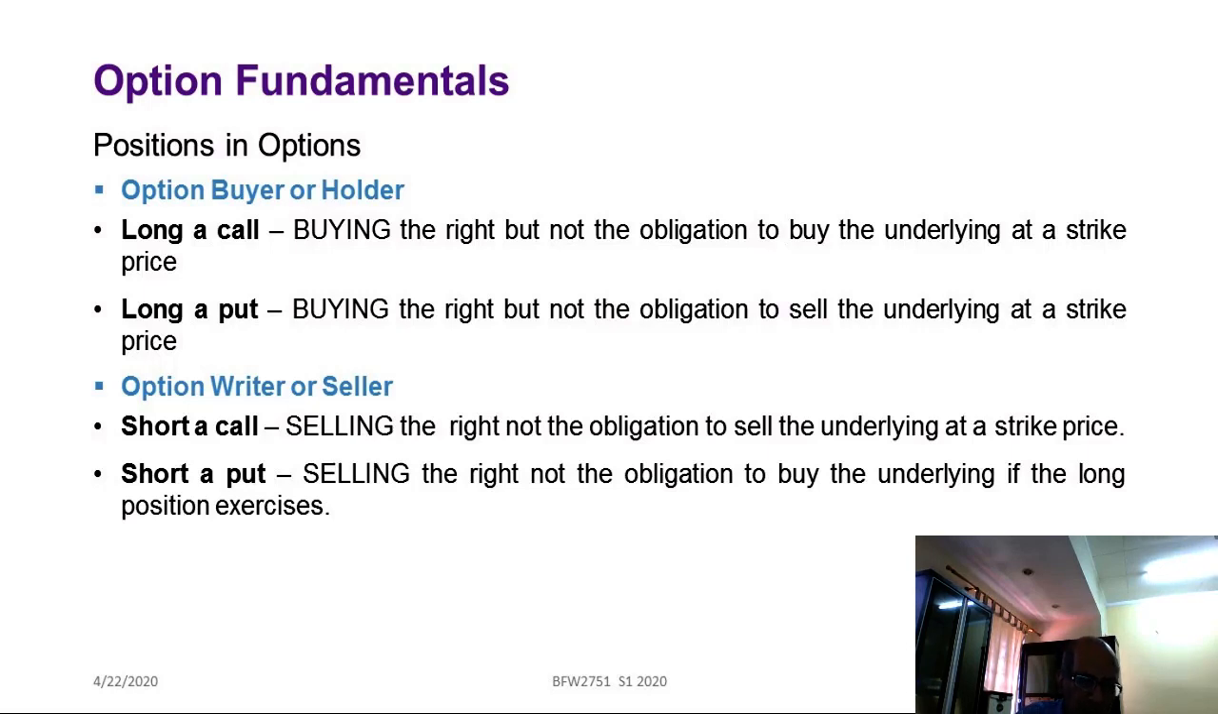While the other party is the option writer or the seller, so he shorts a call, selling the right but not the obligation to sell the underlying at a strike price. He is on the other side of the mirror. So while you are buying the right to buy something, he is selling the right to sell something. Short a put: selling the right but not the obligation to buy some underlying asset from the long position exercise.